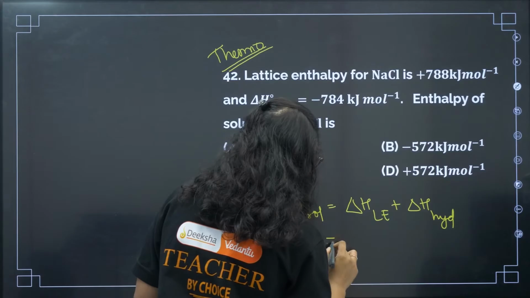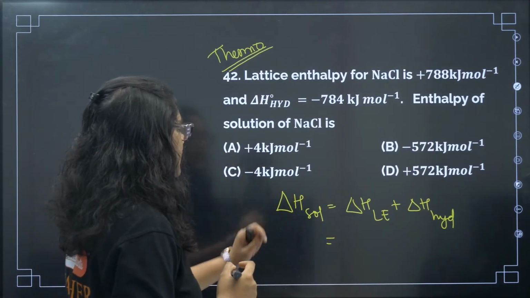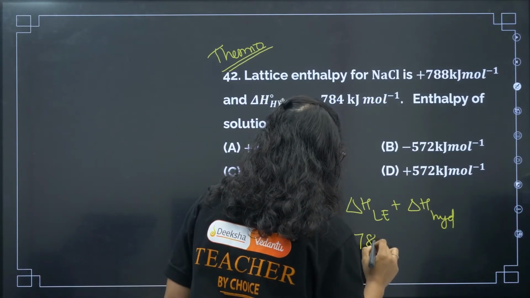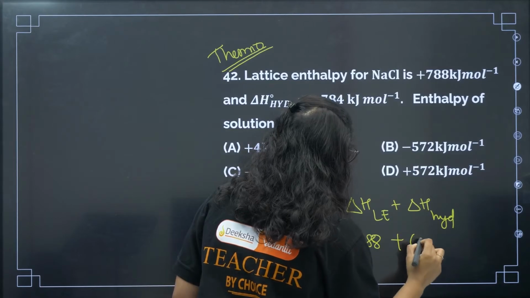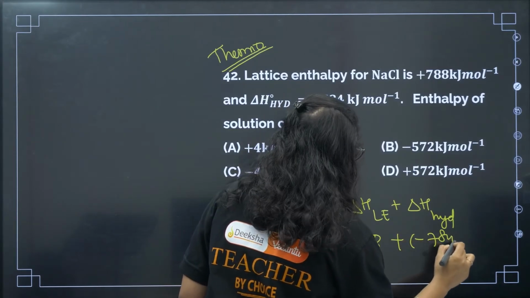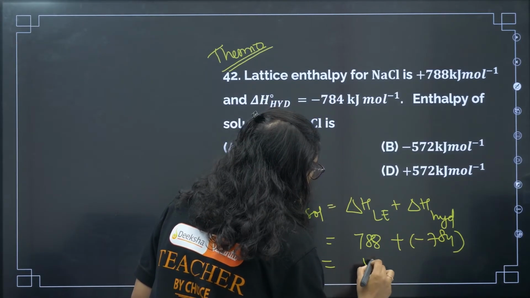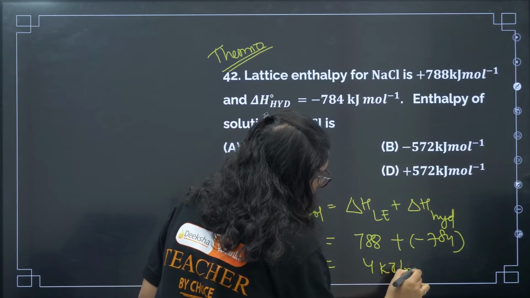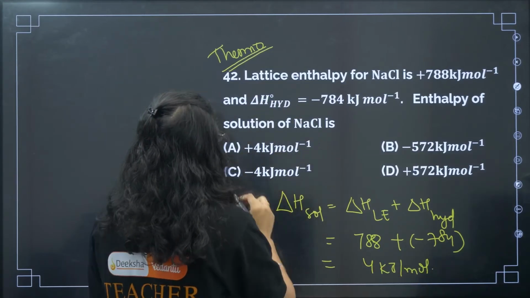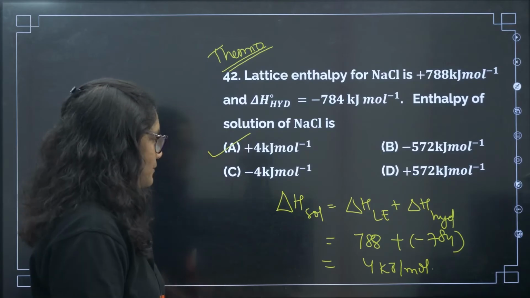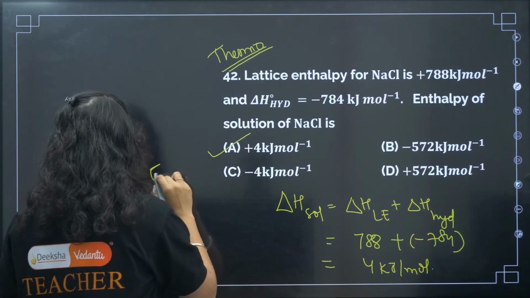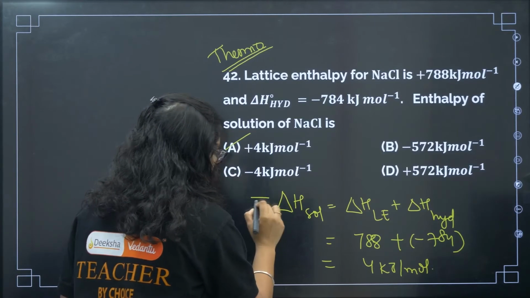Okay. So now very simple, let us put the values here. Lattice enthalpy is 788 and hydration is minus 784. So if I solve this, I'll get 4 kilojoule per mole, right? So the correct answer for this question will be option number A. Again, this question is very easy if you know this formula, okay?